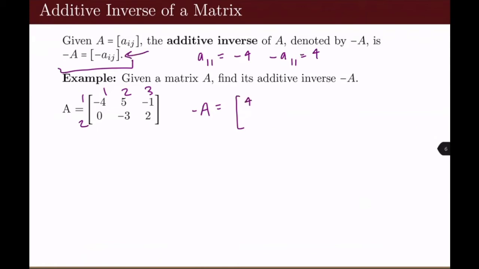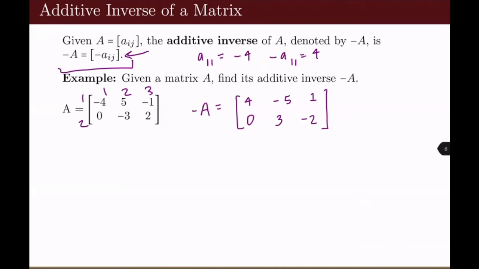So now we want to look at row 1, column 2. So we're going to get -5. Row 1, column 3 is -1, so we want a positive 1. 0 is just 0. And then row 2, column 2 is -3, so we'll get 3. And row 2, column 3 is 2, so we'll get -2.